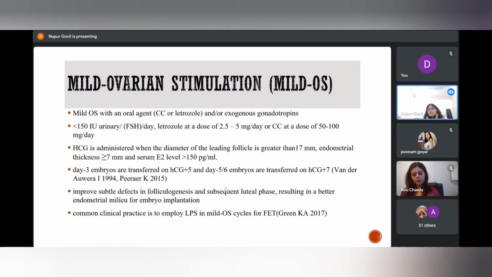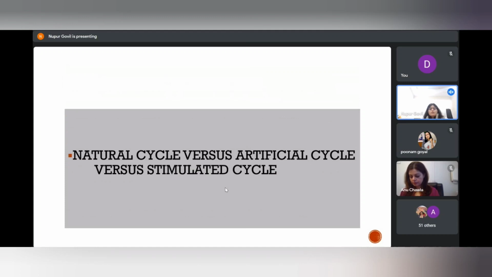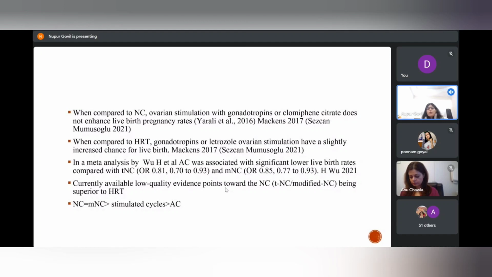Common clinical practice is normally to give luteal phase support in mild ovarian stimulation cycles for FET. So which is better, natural cycle, artificial, or stimulated? When compared to natural cycle, ovarian stimulation with gonadotropins or clomiphene citrate does not enhance live birth rate. When compared to HRT cycles, gonadotropin or letrozole ovarian stimulation have a slightly increased chance for live birth. And in a meta-analysis by Wu et al., it was found that artificial, that is HRT cycle, was associated with significantly lower live birth rate compared to true natural cycles.